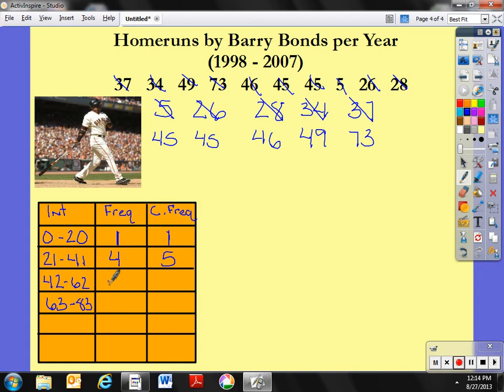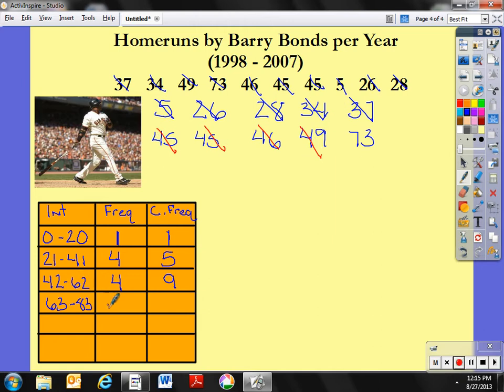Let's go 42 to 62. Let me change colors here. 42, that'll work, that'll work, that'll work, that'll work. This won't work because it's larger than 62, so that is another 4 pieces of data. Now, cumulatively, how many pieces of the data have I used altogether? It's 1, 2, 3, 4, 5, 6, 7, 8, 9. So that number here would be a 9, because I've utilized 9 of the 10 pieces of data once I've come to this interval between 42 and 62.